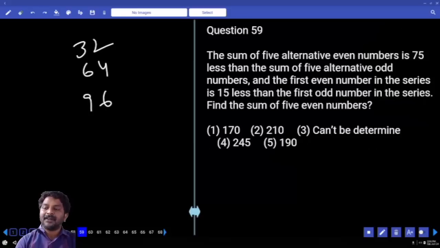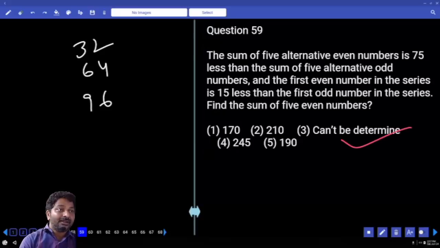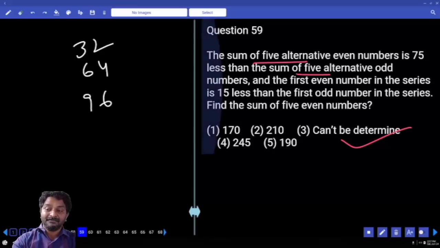The sum of 5 alternative even numbers is 75 less than the sum of 5 alternative odd numbers. And the first even number in the series is 15 less than the first odd number in the series. Find the sum of the 5 even numbers. Answer cannot be determined. You can answer the question if the number of numbers are different.